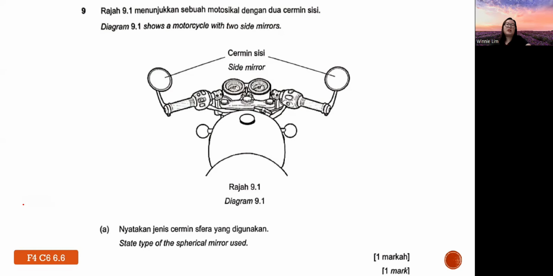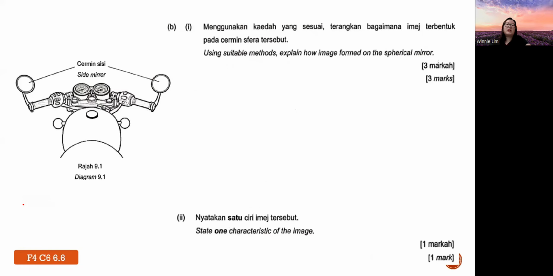So which mirror actually will always have a similar characteristic? That mirror is called the convex mirror. Convex mirror. If lens, then it's the concave lens. Okay, so using a suitable method, explain how the image forms on the spherical mirror. To get this idea, the best method is actually using a drawing.